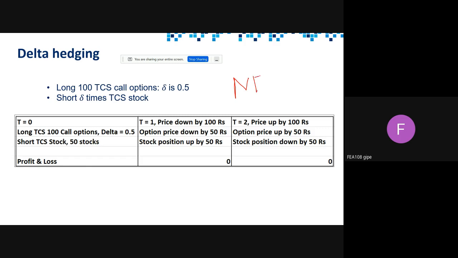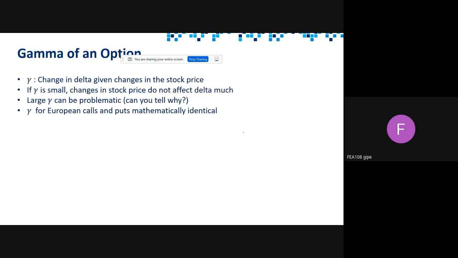the net position that Neil has got. That net position became long because Neil bought the call option. So to hedge that, Neil went short the TCS stock. Everybody clear on this? Yes, sir. Okay, so now let's go to the next piece.